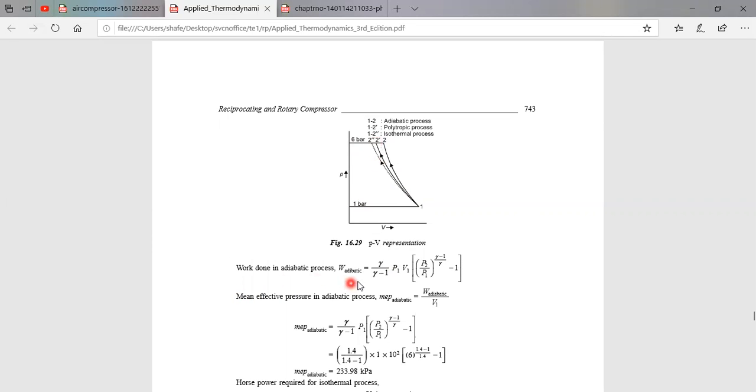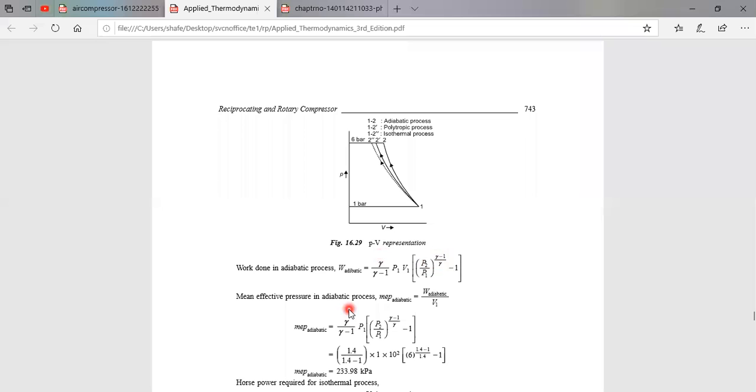And what is the work for adiabatic? This is the basic formula, so just note it down here. Work adiabatic is gamma by gamma minus 1, P1 V1, times P2 by P1 whole power of, instead of n minus 1 by n, it's gamma minus 1 by gamma. So this is the basic process.